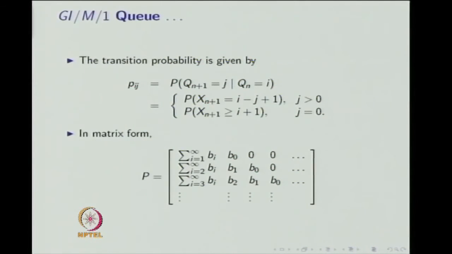Whereas in the second row, the first element will be b_2 plus b_3 and so on. The second row, second element will be b_1, the second row, third element will be b_0 and so on. Substitute i and j in the above equation accordingly, and you will get these values: the summation of b's starting from 2, and b_1, b_0 and so on. Similarly, you can get the third row. You can verify that each element of the matrix P lies between 0 and 1 and the row sum will be 1. It is basically a stochastic matrix. This is the one-step transition probability matrix P.